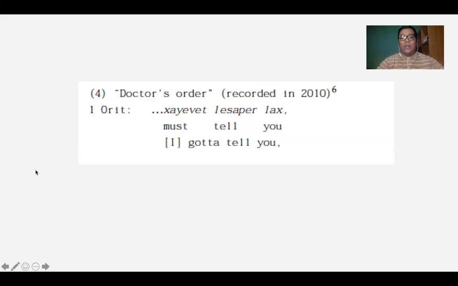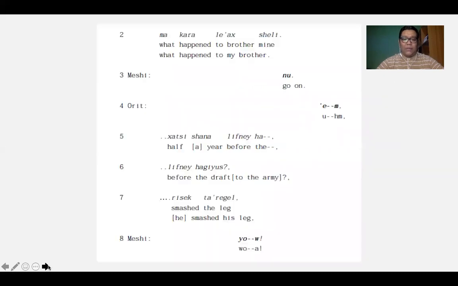For example, we have here doctor's order, then I gotta tell you, and then we also have here another set, what happened to brother mine. So we have here actually the original language, what happened to my brother, go on. Half a year before the draft to the army, smashed his leg. He smashed his leg. Then we have here another expression, wa. Now, if you notice here, we have the use of the discourse marker which suggests that there is this hesitation prior to the information being provided in the succeeding discourses.